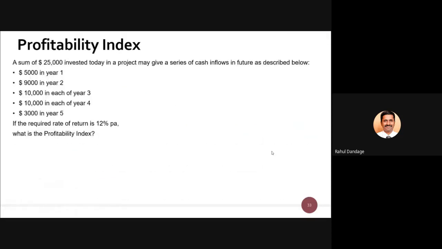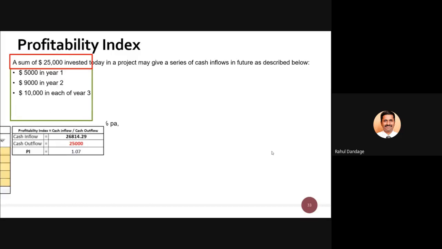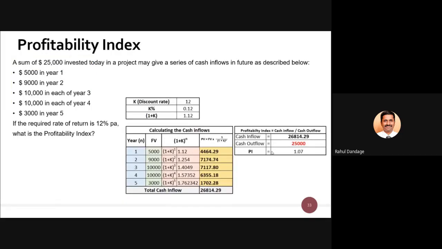Okay. In this example, we need to calculate the present value for the year 1, 2, 3, 4, and 5 and sum them up. And that gives us the value of all cash inflows. And here we have cash outflow. We just need to divide the cash inflows by cash outflows, and it gives us the profitability index. I have done the calculation here and got the cash inflow as 26,814.29. And we know the cash outflow is $25,000.